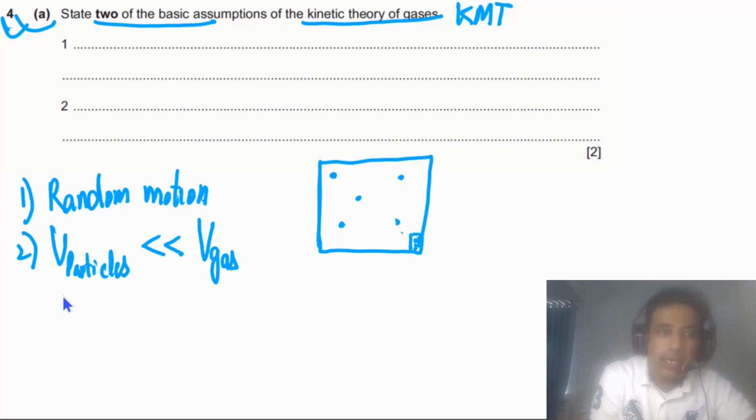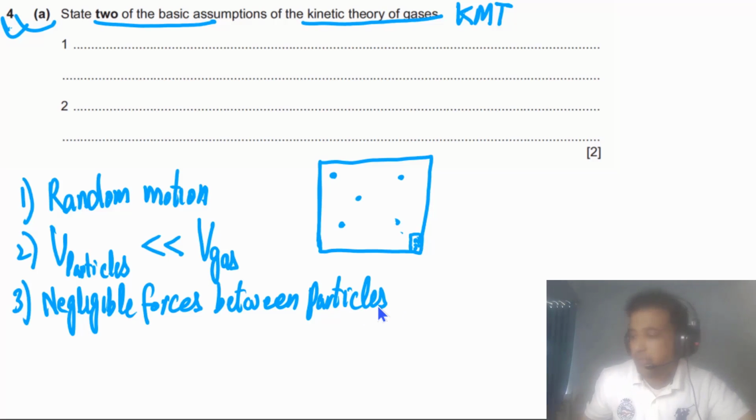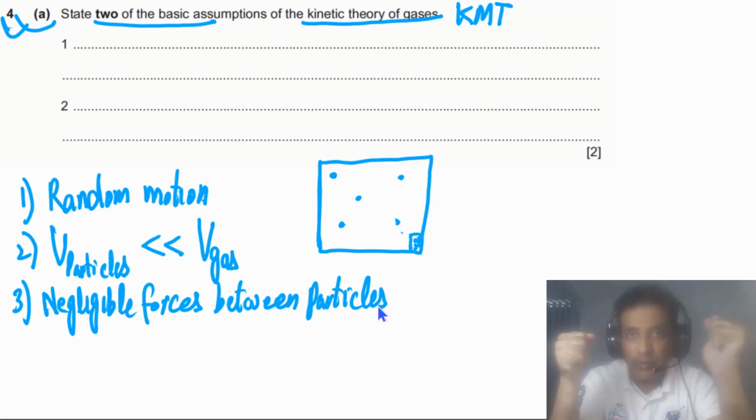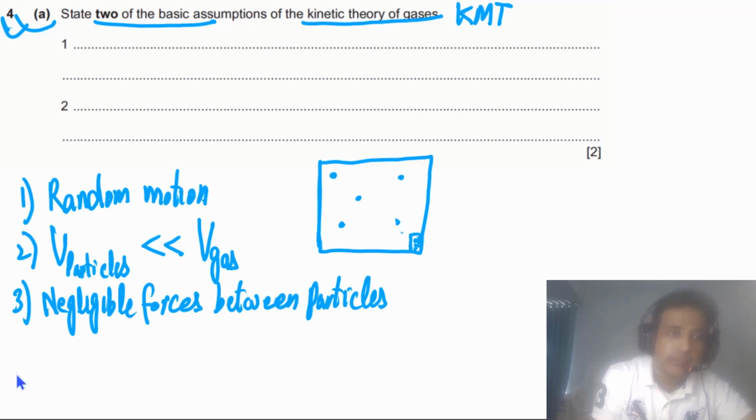So this is the second point. And the third point is forces between molecules are negligible. So we can say negligible forces between particles. We can also write between molecules, except collision. It simply means that these particles are moving. When they're moving, there are no forces between particles. But when particles collide with each other, that time they exert forces on each other. But before collision, there are no forces among particles. So this is the third assumption we can write down.